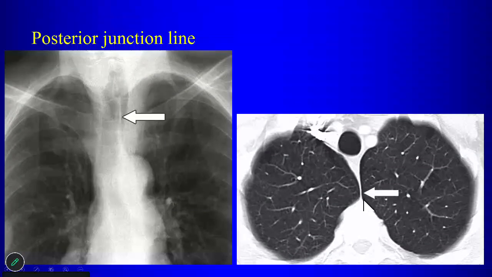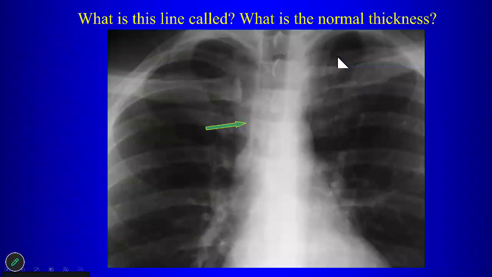And then here it is on CT. So this is where the lungs meet posteriorly. That is the posterior junction line. Okay. This line here is, that's the right paratracheal line.